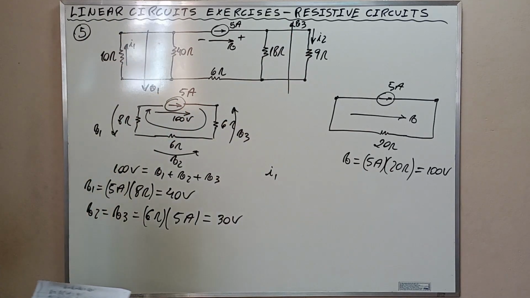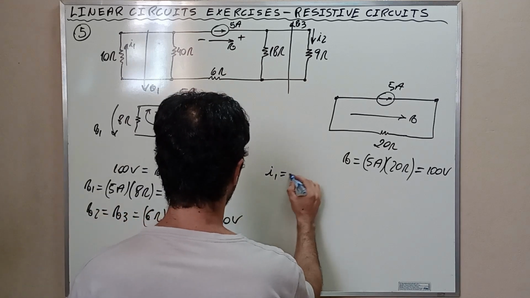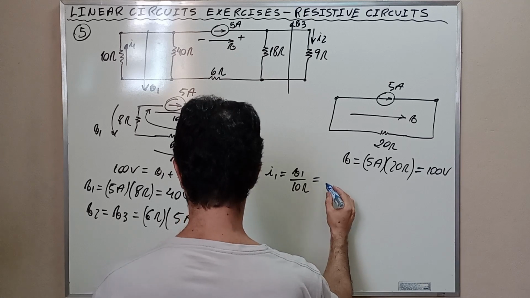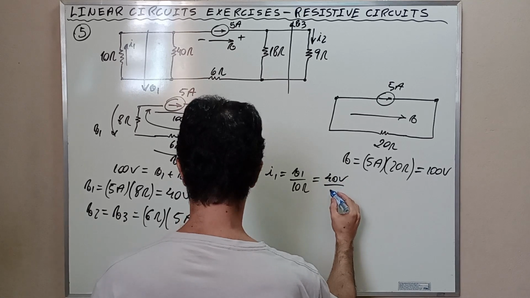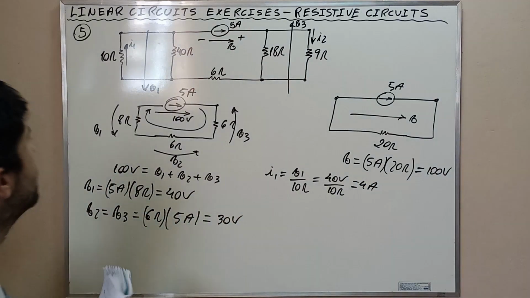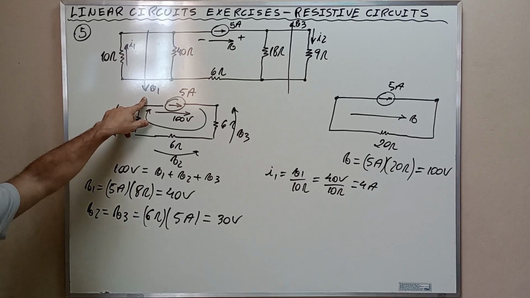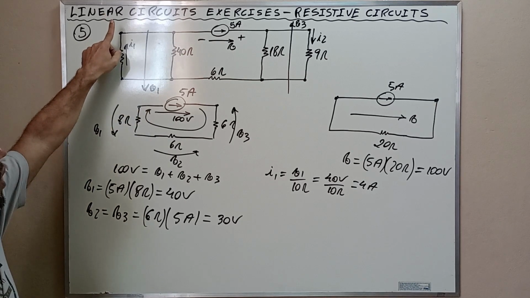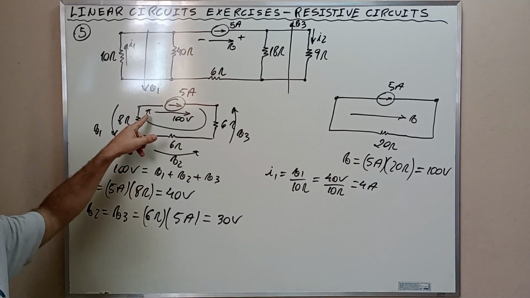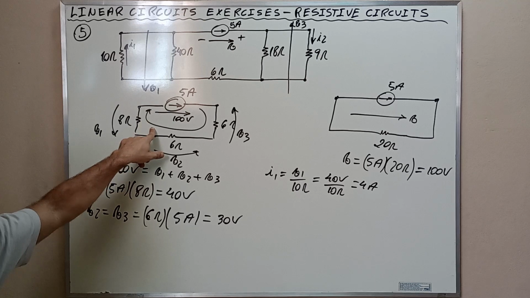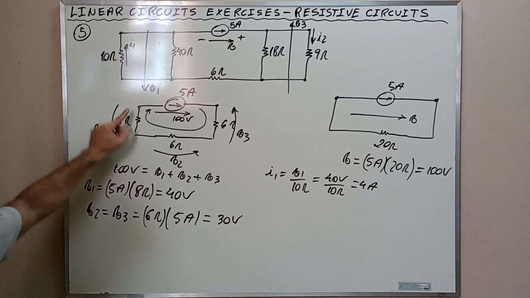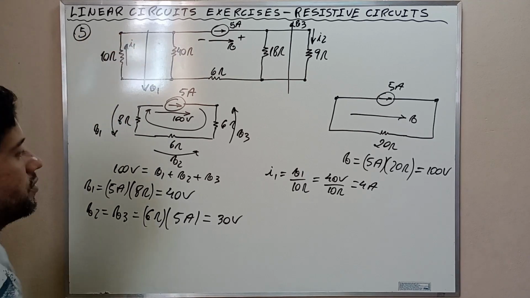All right, so I1 is going to be equal to V1 divided by 10 ohms, and this is equal to 40 volts divided by 10 ohms, which is 4 amps. Okay, observe the polarity of V1. V1 is not pointing upwards as we understood here because of the way the current flows. Okay, it depends on the way the current flows. Because of the way the current flows, V1 is pointing downwards here.